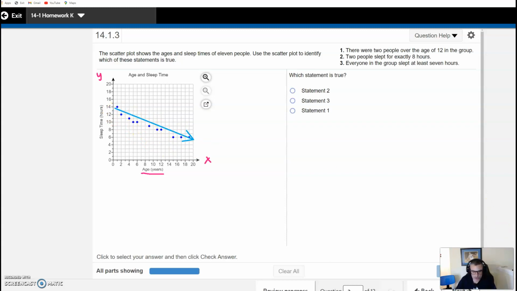All right, what is the actual question? Use the scatter plot to identify which of these statements is true. They give us 3 statements up here, and we have to figure out which one is true. So let's start with number 1. There were 2 people over the age of 12 in the group. Here is the age of 12 right here, and we have 3 people over the age of 12.